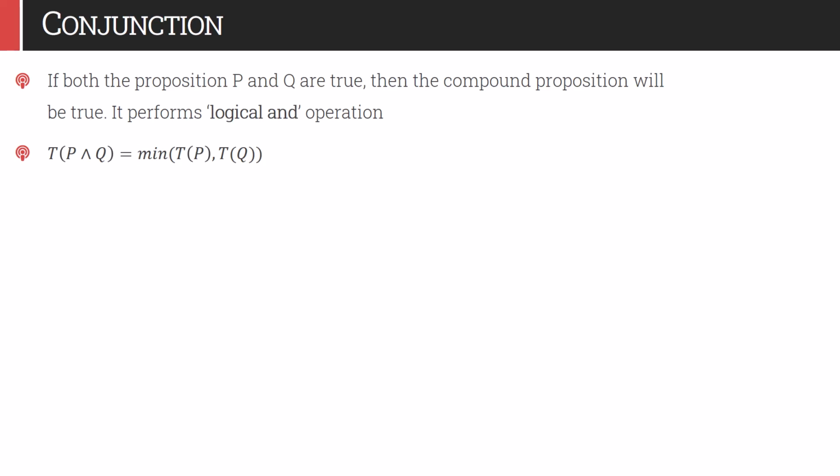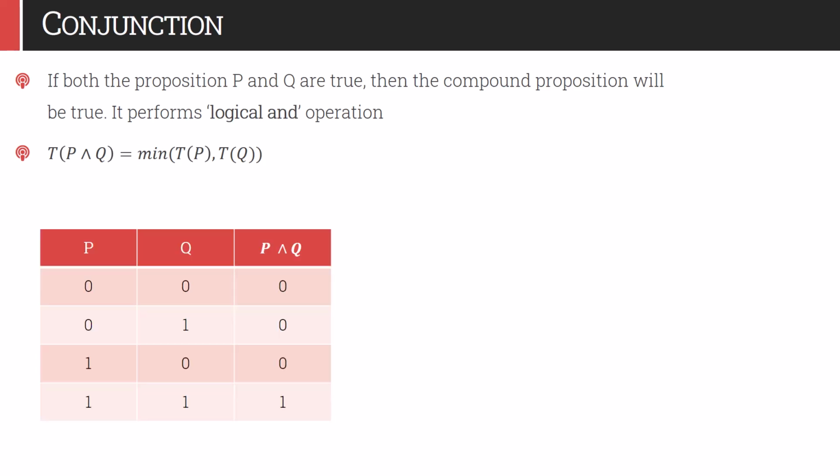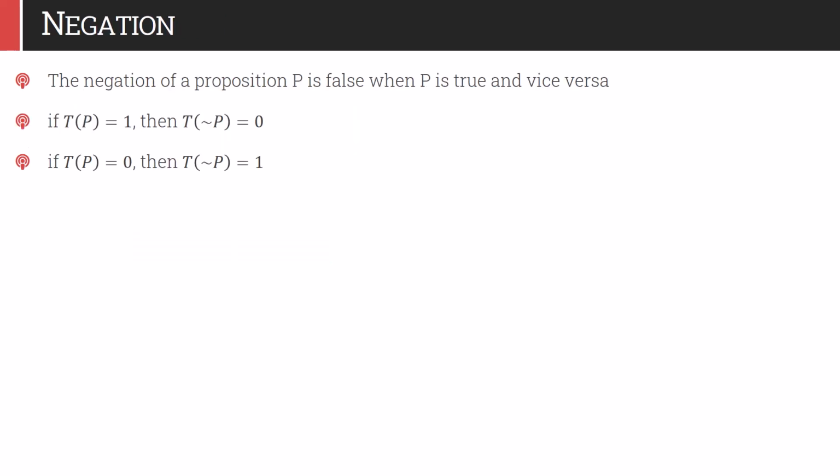And mathematically we can define the truth value of compound proposition P conjunction Q as the minimum of the truth value of P or the truth value of Q. So its truth table would look identical to the truth table of the AND gate. That is, only when both propositions are true will it take value 1, otherwise it will be 0, because 0 would be the minimum value in 3 rows.